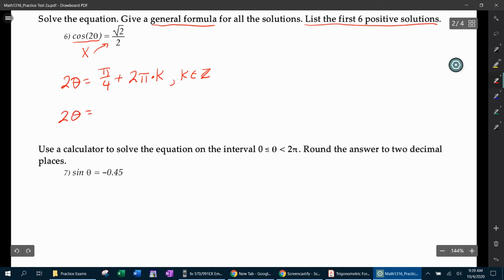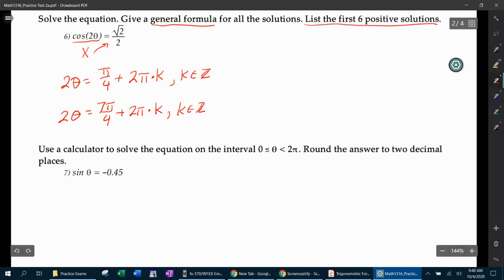Now, are there any other angles that have a positive square root of 2 over 2 for the x coordinate? Yes, there's also 7 pi over 4. And then remember that you're going to hit that coordinate every time you make a full circle. So we're going to say plus 2 pi k. Again, 2 pi because it's periodic, meaning that it hits that every circle, which is 2 pi. K is an integer. And then we're actually going to need to solve these for theta.